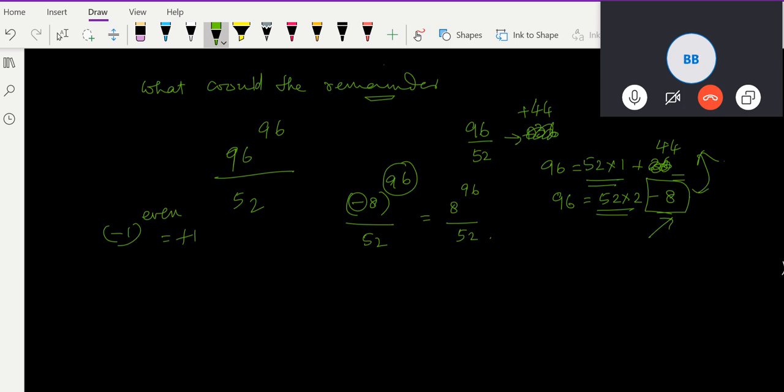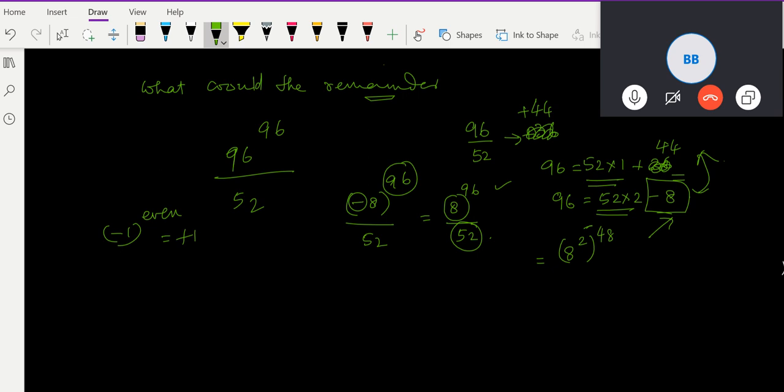Okay. So 8 to the power 96. Now, I have to find the power of 8 which would be close to 52 but greater than it, right? So this I am writing as 8 square whole to the power 48, right? So 2 into 48 gives 96. I can write this.